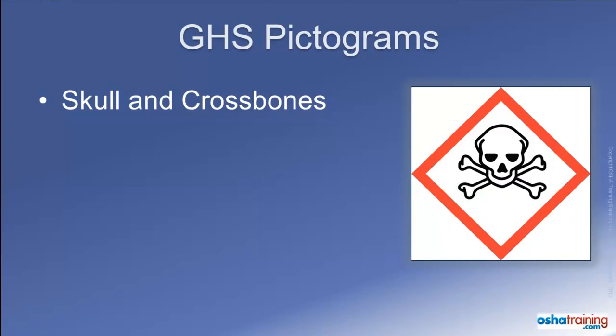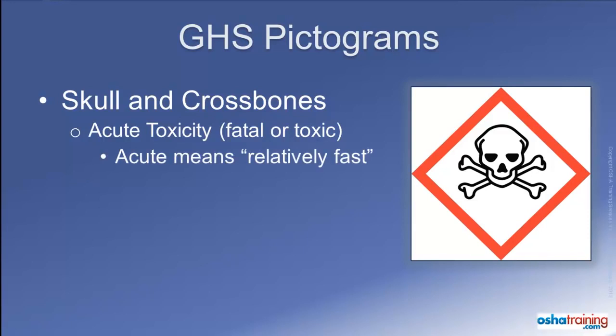The skull and crossbones pictogram identifies chemicals and products that present an acute toxicity hazard. The toxic effects of overexposure to these poisonous products could even be fatal in the right doses. Acute means the effects happen relatively quickly as opposed to over a long period of time, which leads us to our next pictogram.